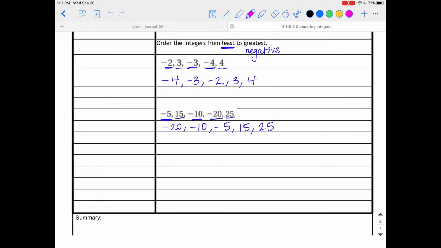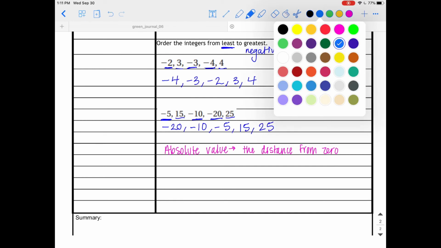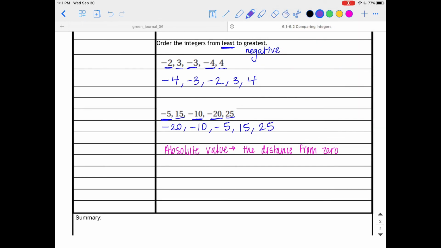Okay, so let's talk about one final aspect on these notes, and that is absolute value. So absolute value actually measures the distance from 0. And the thing about a distance from 0 is it's always going to be positive. There's no such thing as a negative distance, right? You always have to travel somehow. Even if you're traveling east, west, north, south, distances are always going to be counted. So this is always going to be positive.